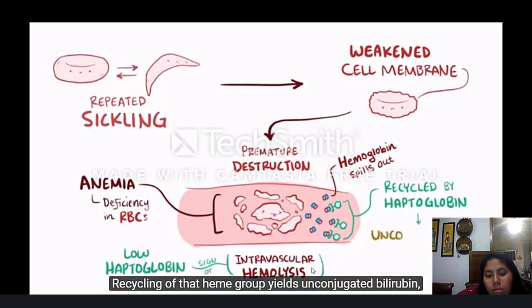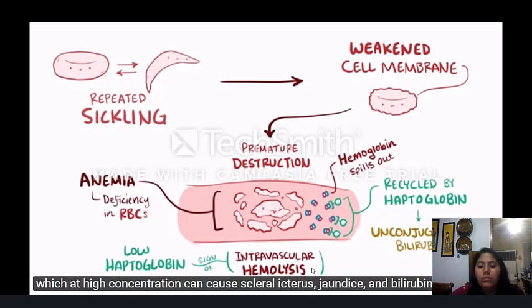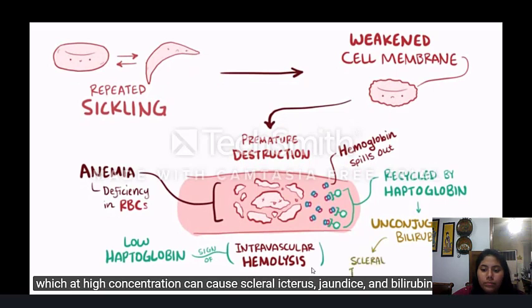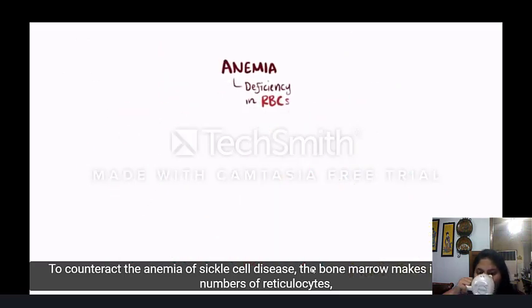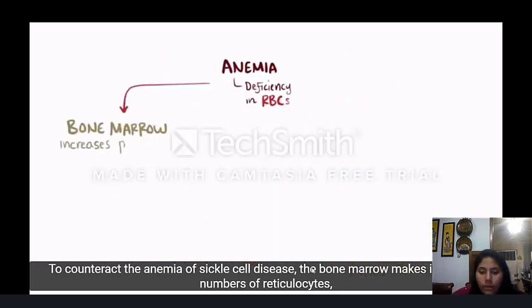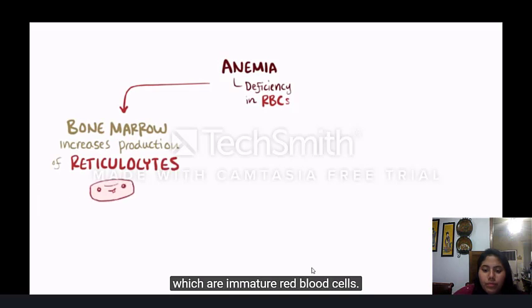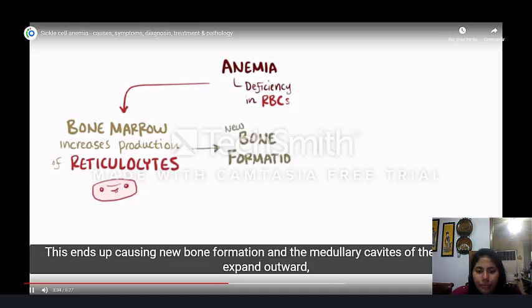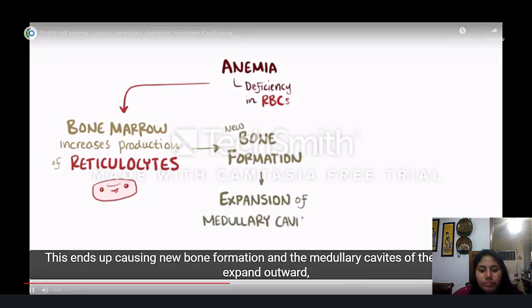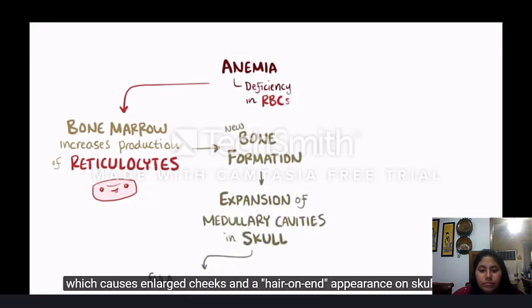Recycling of that heme group yields unconjugated bilirubin, which at high concentration can cause scleral icterus, jaundice, and bilirubin gallstones. To counteract the anemia of sickle cell disease, the bone marrow makes increased numbers of reticulocytes, which are immature red blood cells. This ends up causing new bone formation, and the medullary cavities of the skull can expand outward, which causes enlarged cheeks and a hair-on-end appearance on skull X-ray.